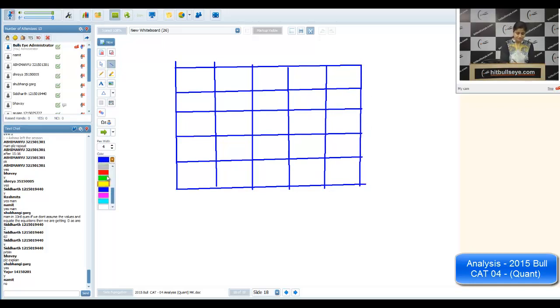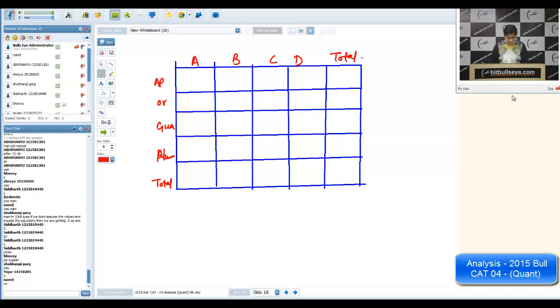Now, what is given? Fruits are given. Their names are apple, then we have orange, then we have guava, then we have plums. And the total is also given. There are 4 persons, A, B, C, D. Let the 5th column be of total. Now, we are substituting the values.